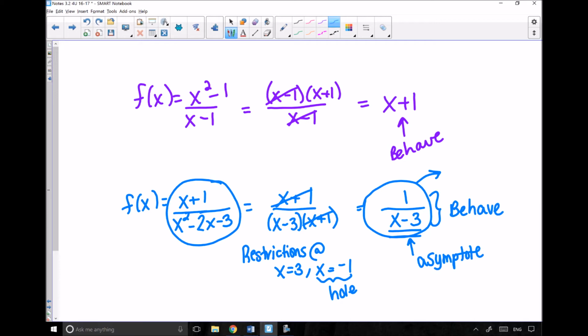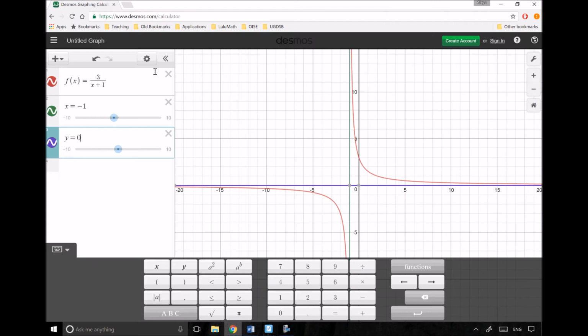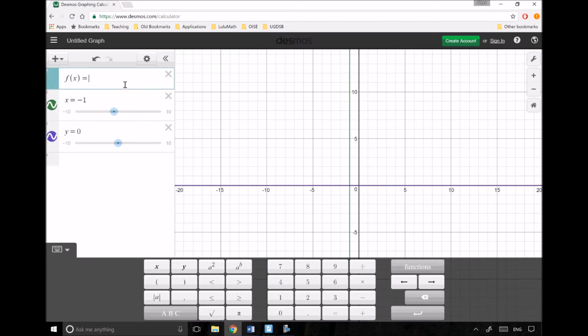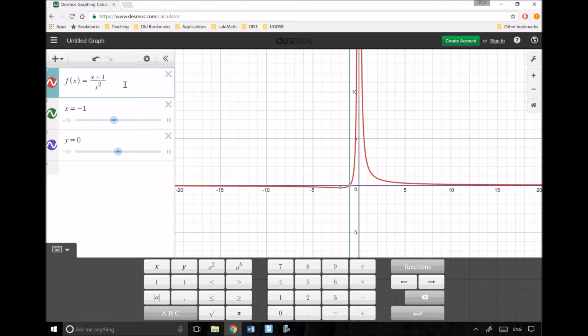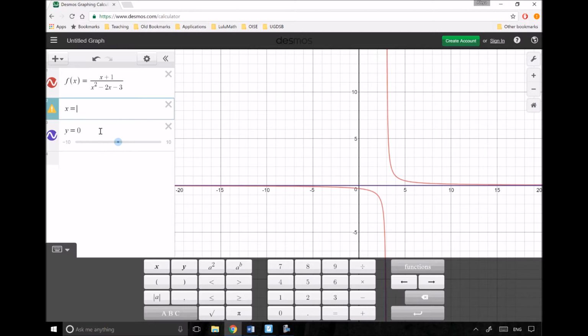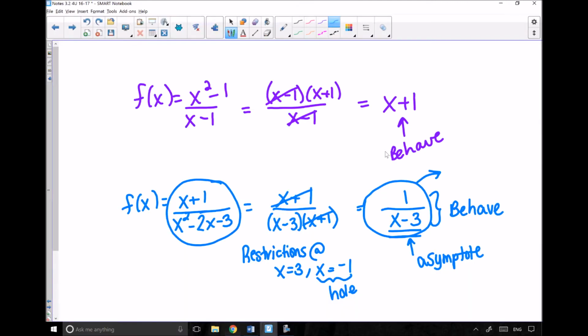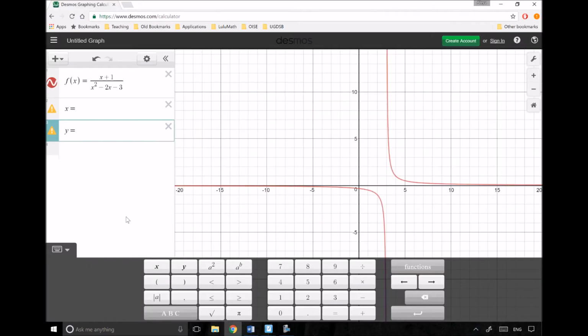Okay, so let's go ahead and verify with our graph that we have on Desmos. Let's go ahead and type it in first. So f of x equals x plus 1 over x squared minus 2x minus 3. So let's delete this out of here for right now, as well as our asymptote equation right here as well. So if you look right here, it's clear that we only have one asymptote, and it appears that the asymptote will only happen at x equals 3. So let's see if we have an asymptote at x equals 3. It appears like we do.